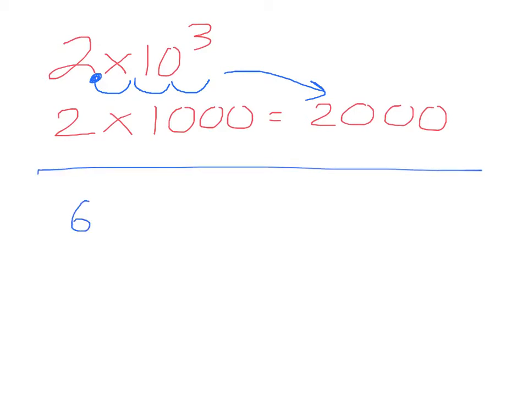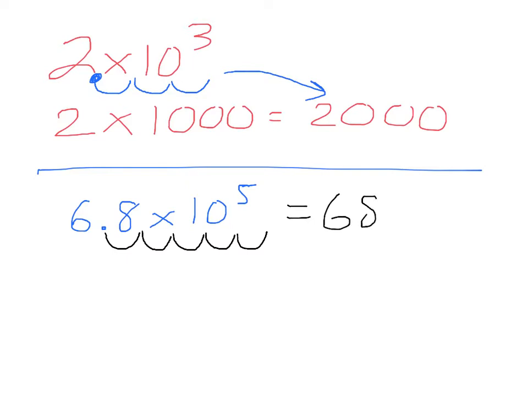Let's say I have 6.8 times 10 to the 5th. In this case, the 5 tells me to move the decimal place 5 places to the right, or 1, 2, 3, 4, 5, which in this case tells me that I have a 6, 8, and then notice that there's 1, 2, 3, 4 loops that don't have anything in it. So that would mean I add 4 zeros into those loops, and I get 680,000.